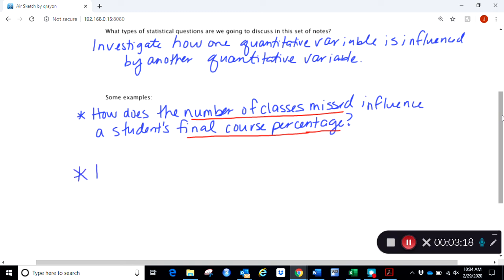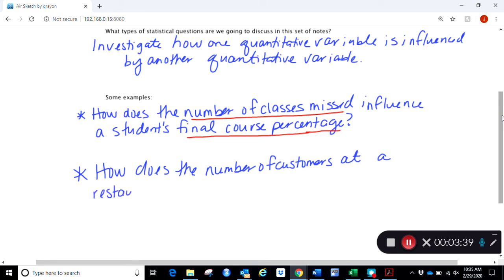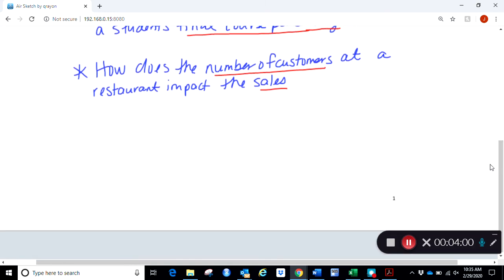Another example would be, how does the number of customers at a restaurant impact the sales? So we're looking at number of customers and sales. So that's why that would be two quantitative variables.